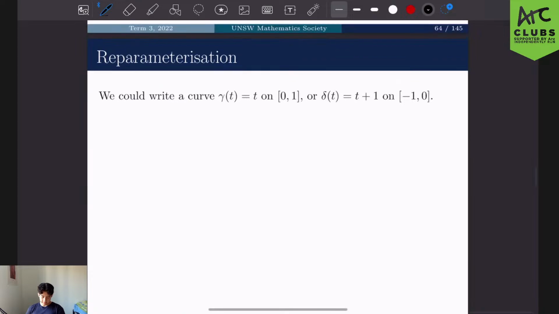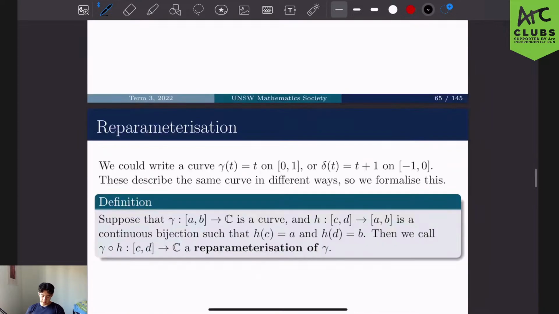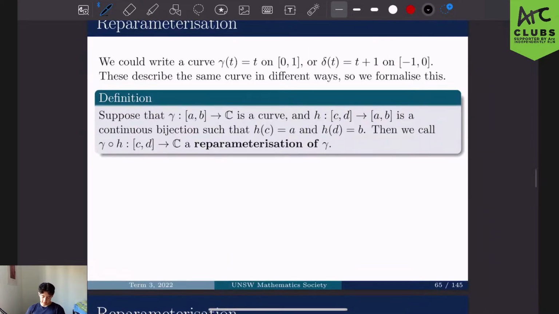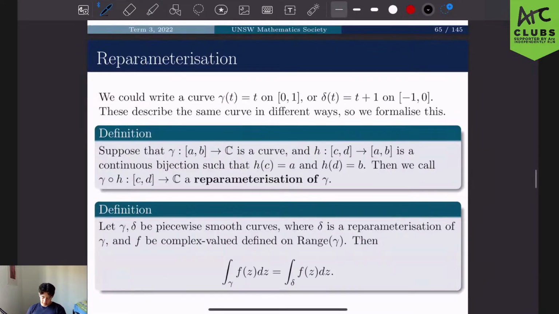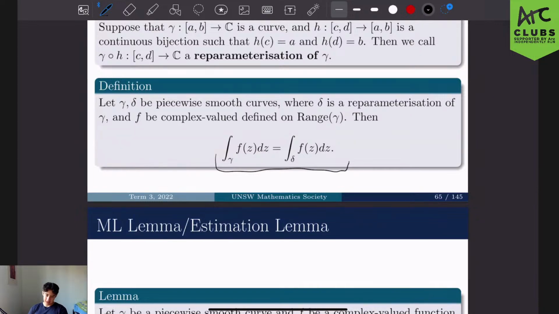Okay, so you may have noticed that we can actually write the same curve in different ways. First we'll define it. Basically it's just a reparameterization. It's the same curve, but it's got a different parameterization. But what we notice is that we actually get the same value in the integral no matter what parameterization we choose.